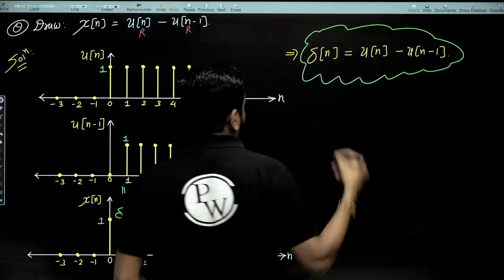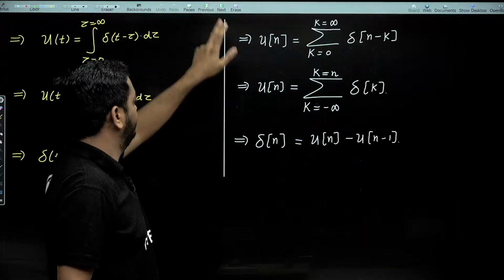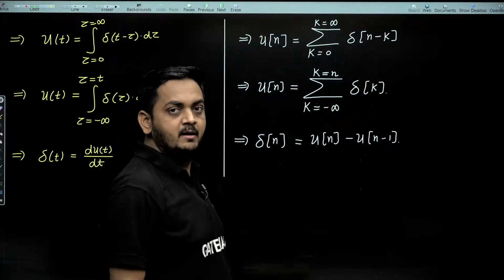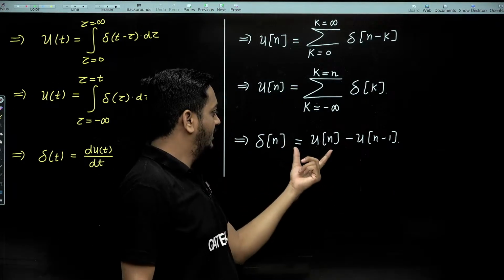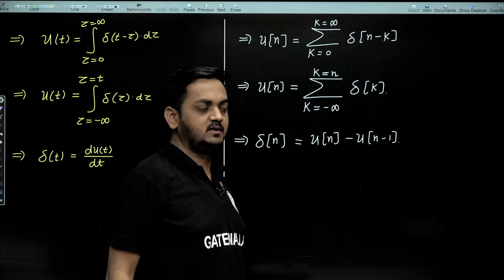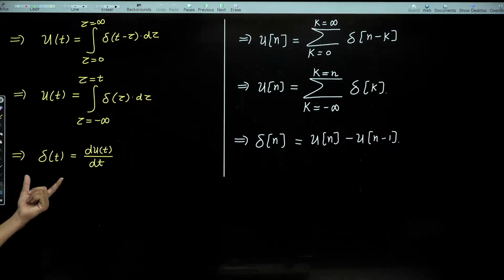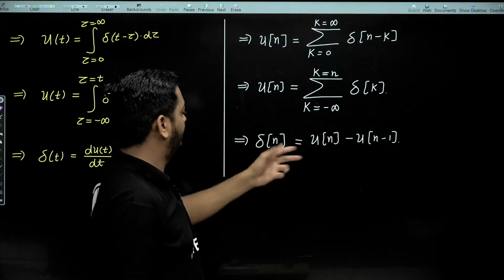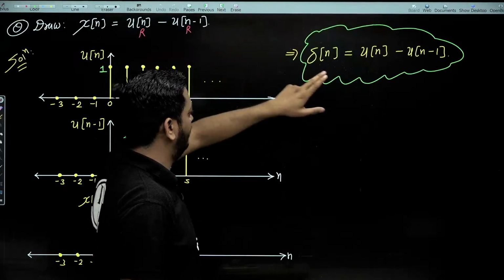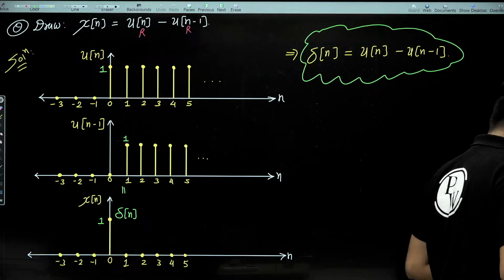Okay. Clear to each and everyone? Any doubt in this? So we got the same answer. Correct? We got the same answer: u of n minus u of n minus 1 is equal to delta n. Here I wrote it by comparing with this one. So u of n minus u of n minus 1 equals delta n. This is nothing but the first difference of u of n. Any doubt, guys?